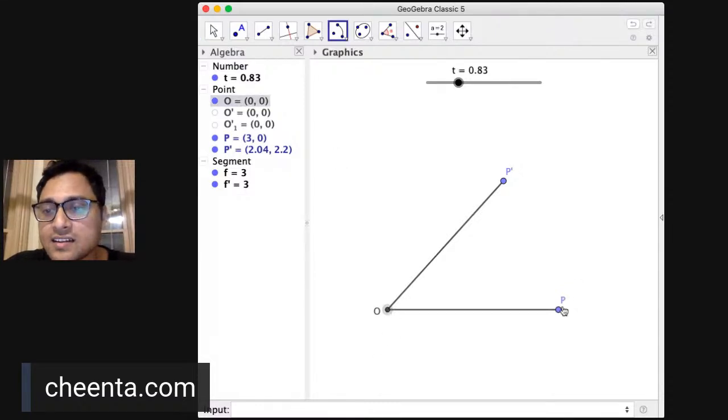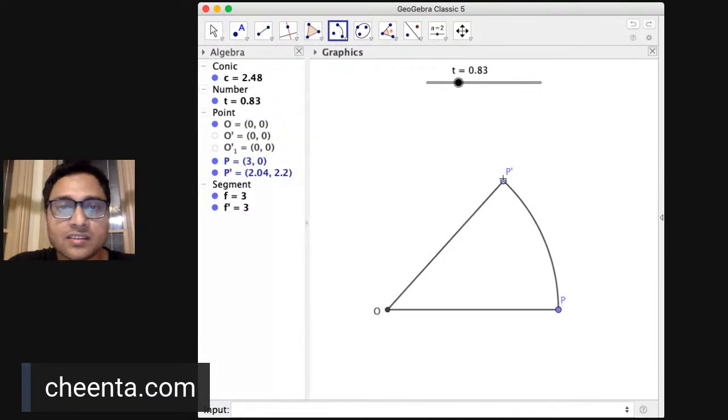So this is the center, this is the point. This PP prime is the arc. PP prime, this particular length is the arc. This is the arc, and the length of the arc C is given here, 2.48.